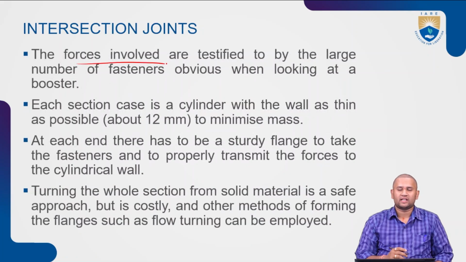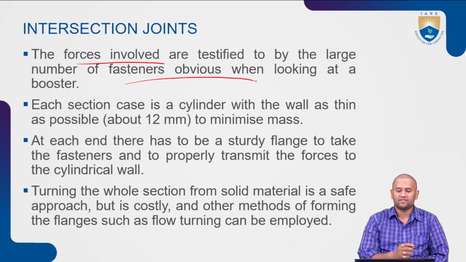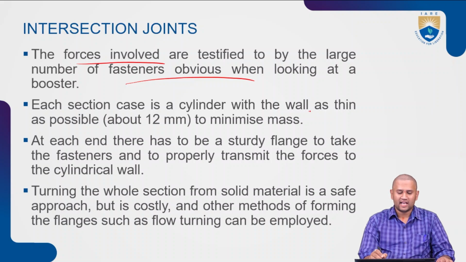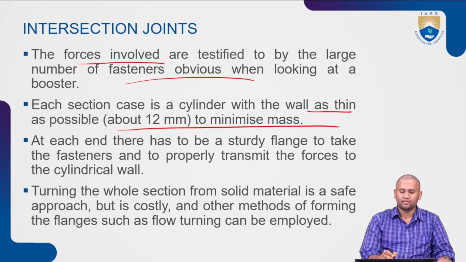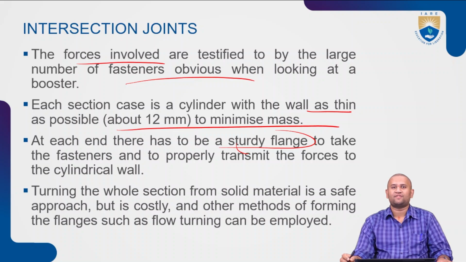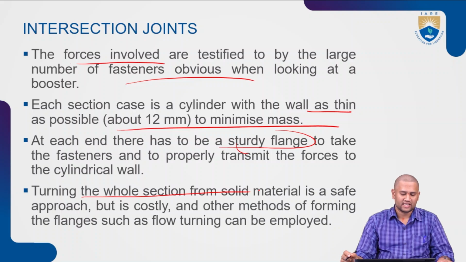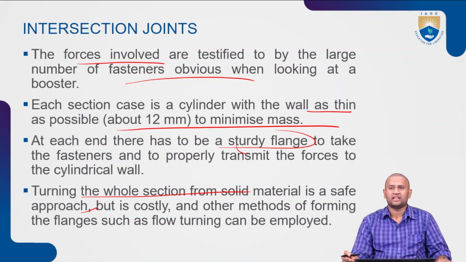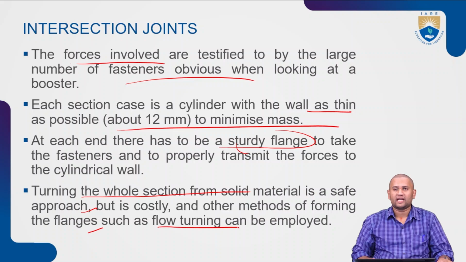The forces involved are transmitted by a large number of fasteners, obviously, when looking at a booster. Each section is a cylinder with the wall as thin as possible, 12 mm, to minimize the mass, and at each end there are sturdy flanges to take the fasteners and properly transmit the forces to the cylindrical wall. Turning the whole section from solid material is a safe approach, but it's costly, and other methods of forming the flanges, such as flow turning, can be employed.